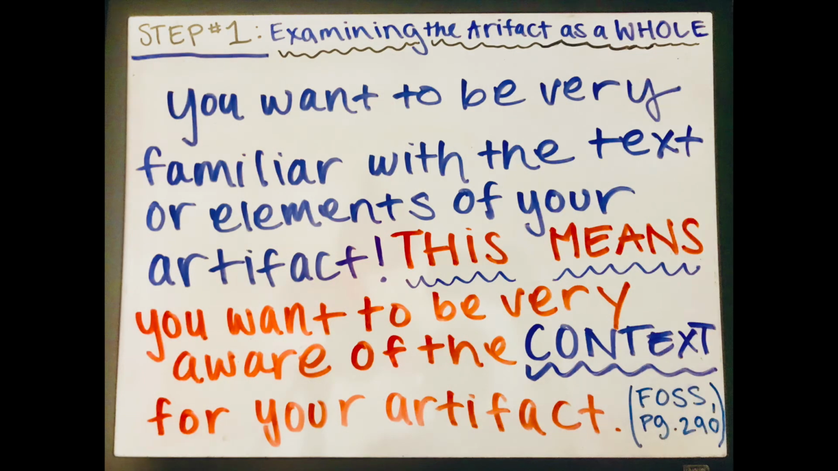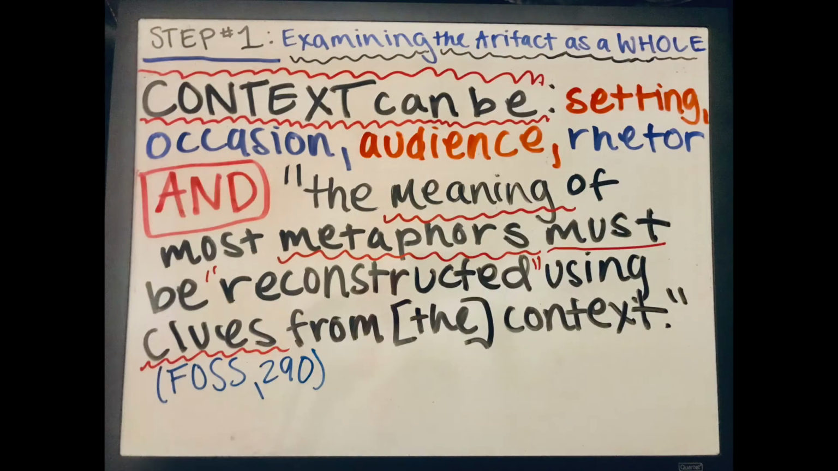Step 1. Examining the artifact as a whole. You want to be very familiar with the text or elements of your artifact. This means you want to be very aware of the context for your artifact. Your question is probably, what is context? So, context can be things like setting, occasion, audience, and rhetor.